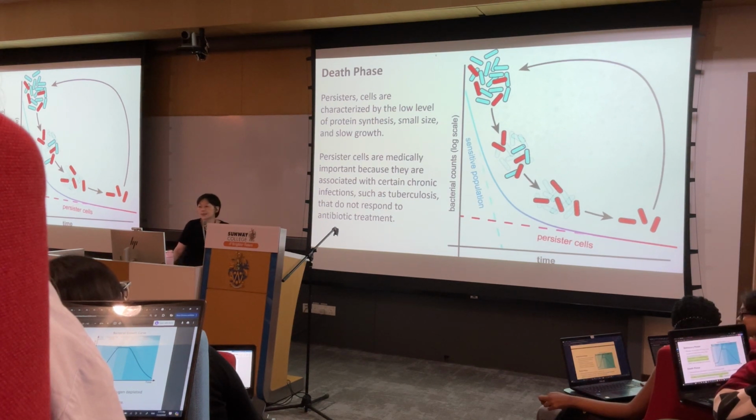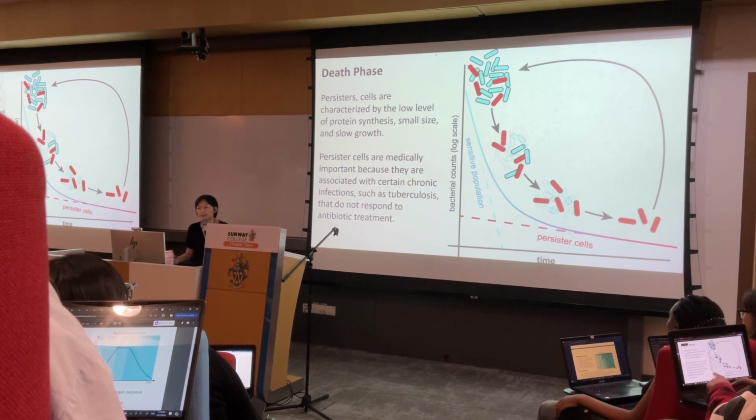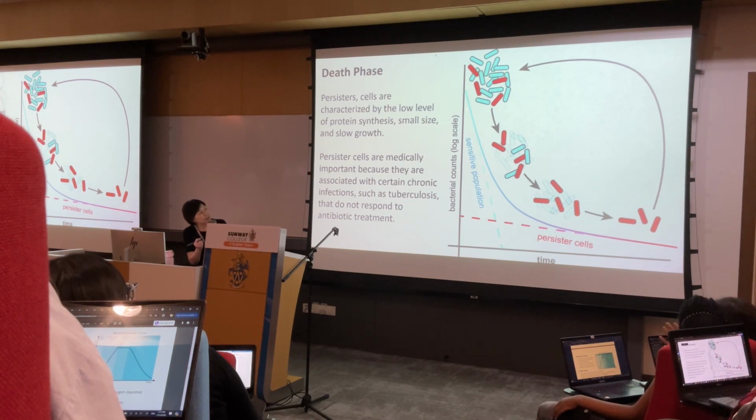Persister cells have a low metabolic rate, meaning they do not produce very fast, so they have a very low level of protein, are normally small in size, and grow very slowly. If you look at this, this is actually the death phase, right? So all the way the number is going down along the time. This is when the cells are dying.